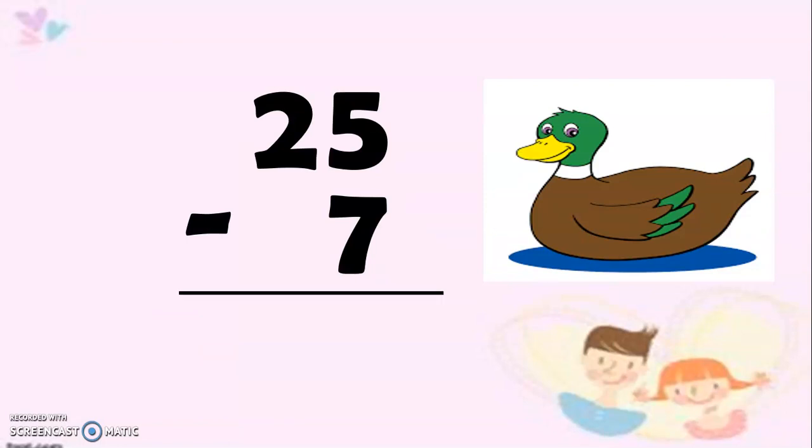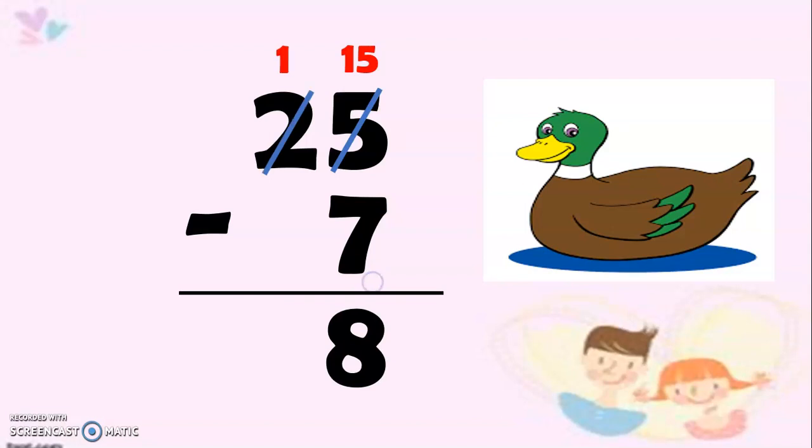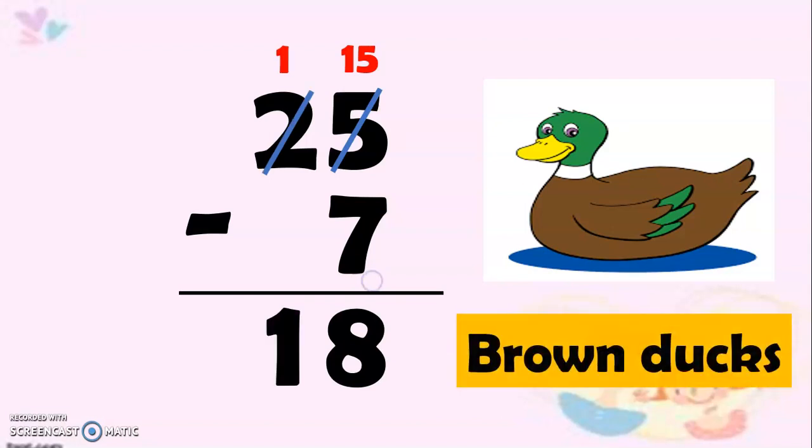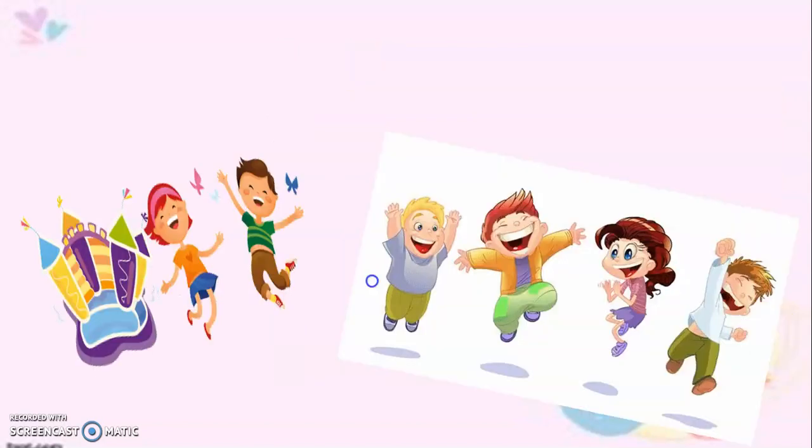So 5 minus 7, it cannot be. That's why we're going to regroup from the tens place. That's why from being 5, it's renamed as 15. And 15 minus 7, we have 8. And 2 now will be renamed as 1. So we have 18. So the brown ducks were 18.